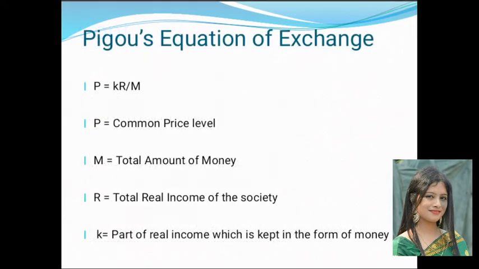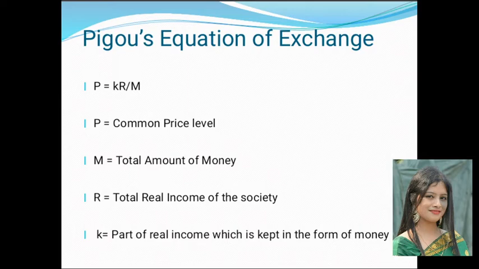The next equation was given by Pigou. Pigou's famous equation of exchange is represented as P = KR/M. Here P implies the common price level, M implies the total amount of money, R implies the total real income of the society, and K implies the part of real income which is kept in the form of money.